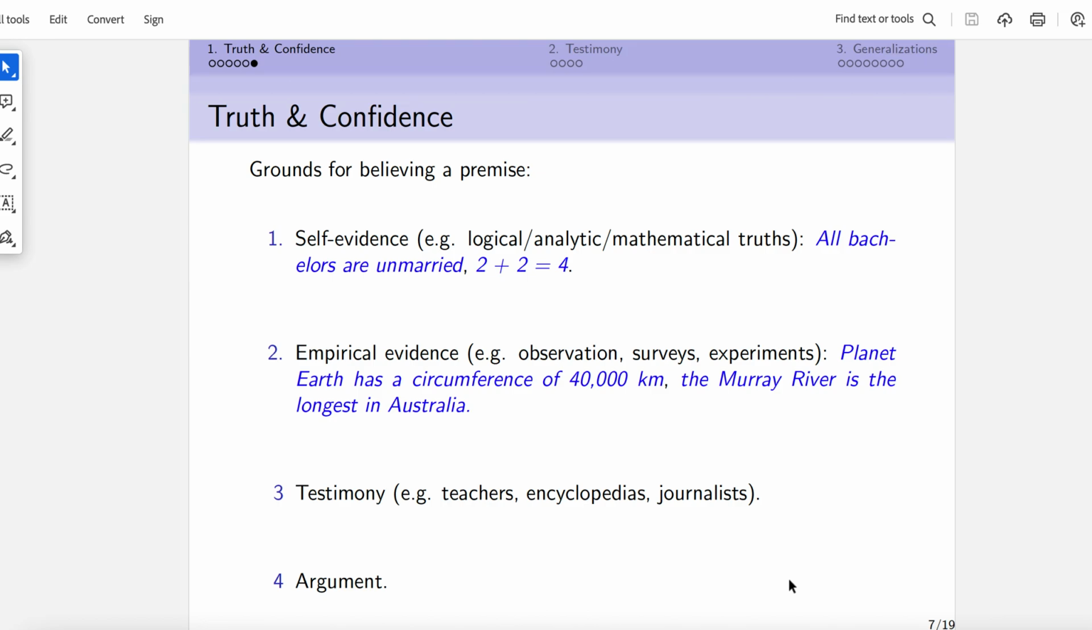A third sort of evidence that we might have, or at least seek to acquire for a premise, is testimonial evidence. Evidence that is based on the say-so of somebody else, hopefully an expert, and this is something that we'll come back to in the next section.